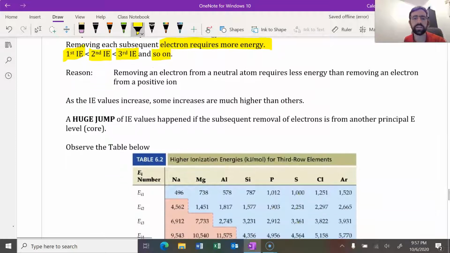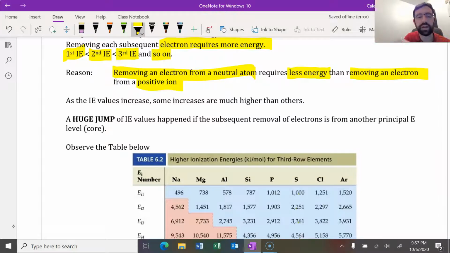The reason for that is that removing an electron from a neutral atom requires less energy than removing an electron from a positive ion. I hope that makes sense. The positive charge is more attractive to a negative charge than if it's just a neutral atom in general, so it's harder to pull those electrons away when it's a positively charged ion. Also, you can think about electron-electron repulsion. Each time you take an electron away, you have less electron-electron repulsion if we're looking at the same number of protons and the same number of energy levels.